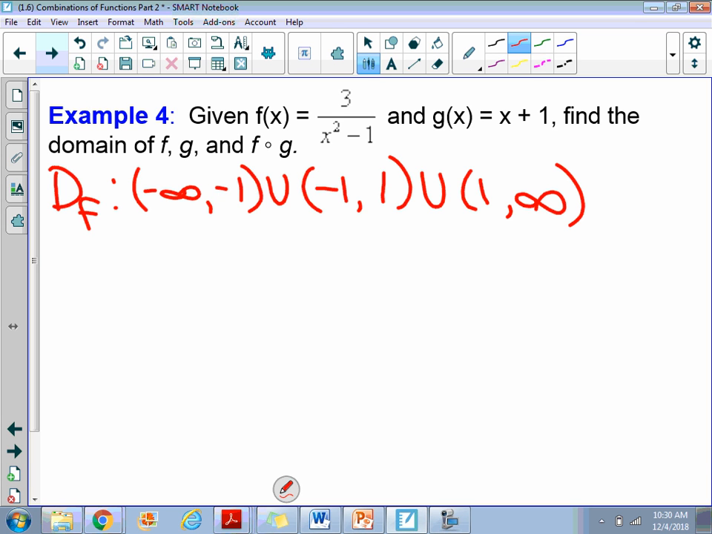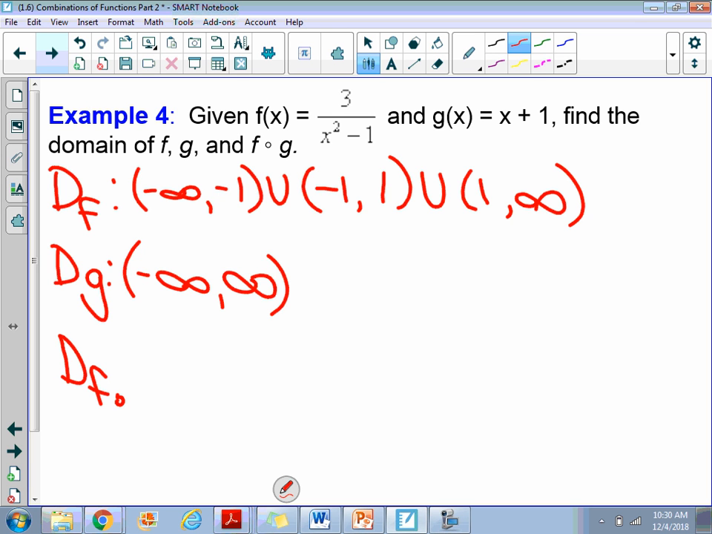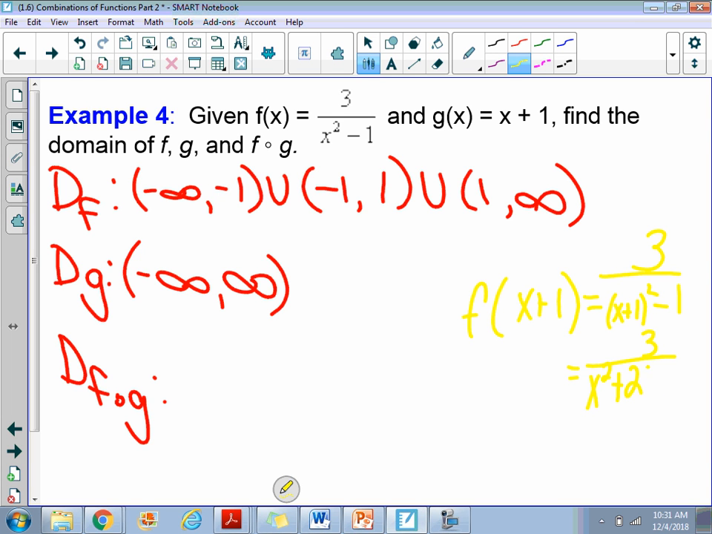All right. What about my domain for g? And then the domain of the composition. Before we find the domain of the composition, what do we have to do? Compose it. All right. So I'm plugging g into f. So f of x plus 1 is going to give me 3 over (x plus 1) squared minus 1, which is going to give me 3 over x squared plus 2x plus 1 minus 1, which leaves you with 3 over x squared plus 2x. Okay. So what doesn't work here? x cannot be 0 or negative 2. So what would be my domain of f of g?